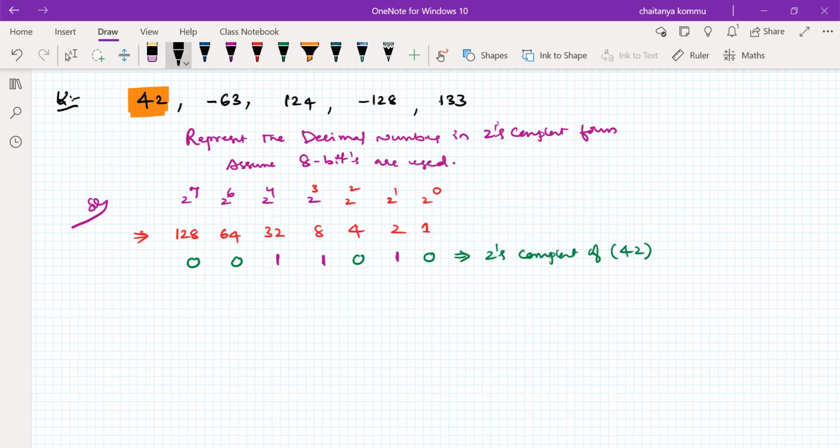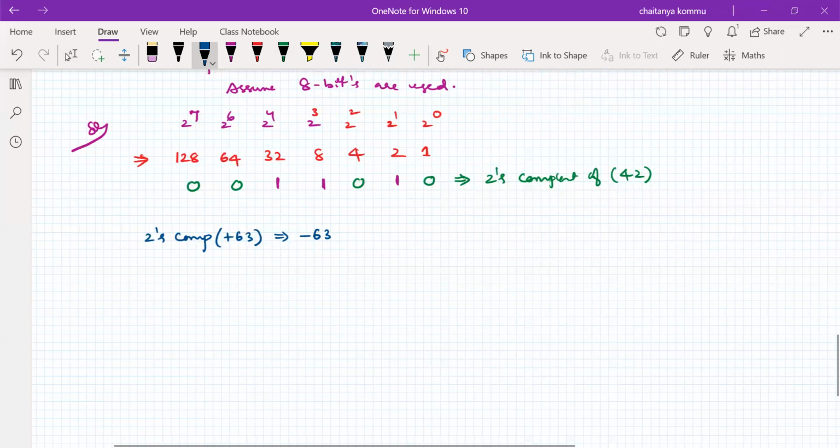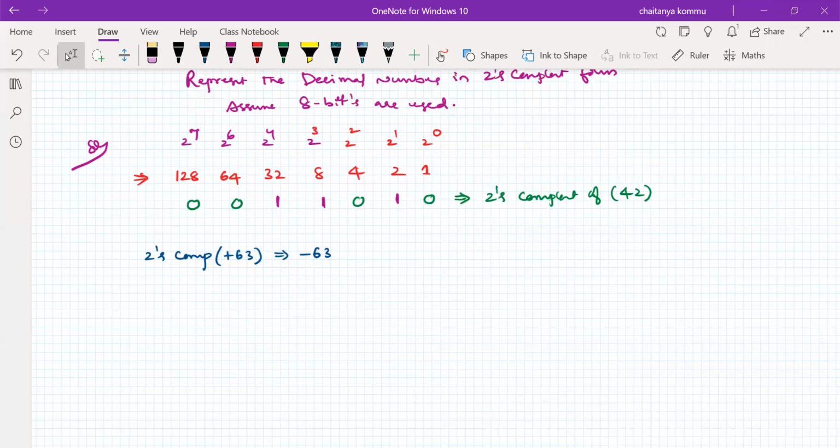For example, represent minus 63 in 2's complement. Whenever you find a negative number, you have to take the 2's complement of the positive number. So what is this positive number? Plus 63. I need to have the 2's complement of plus 63. It is equivalent to minus 63. So what is plus 63? How do we write 63?